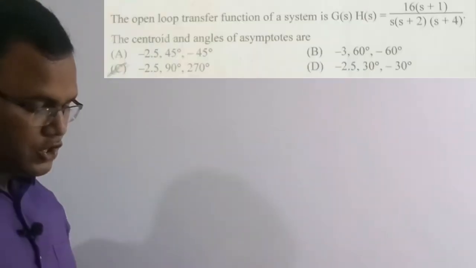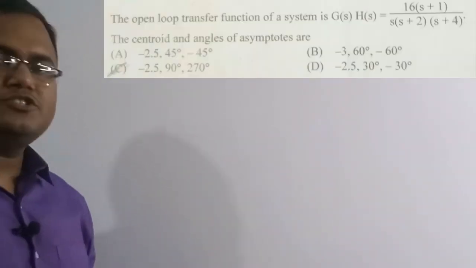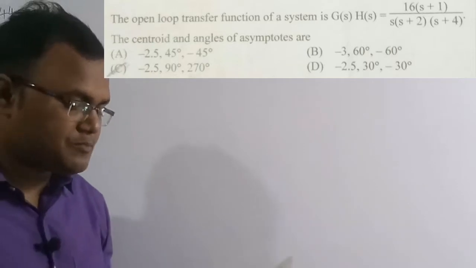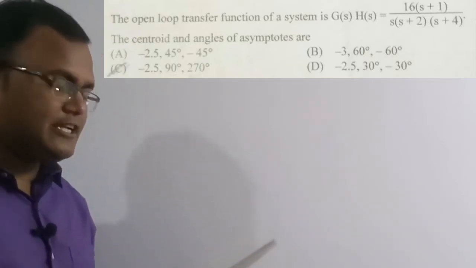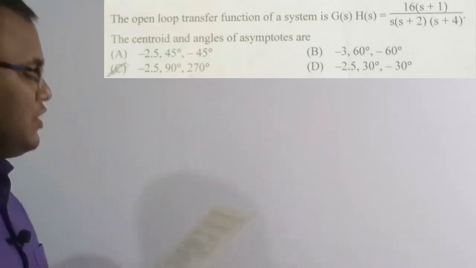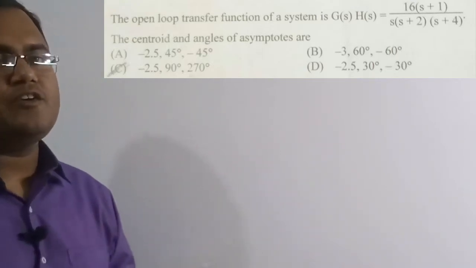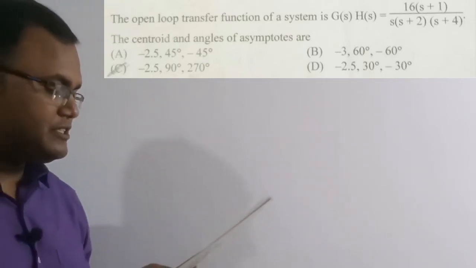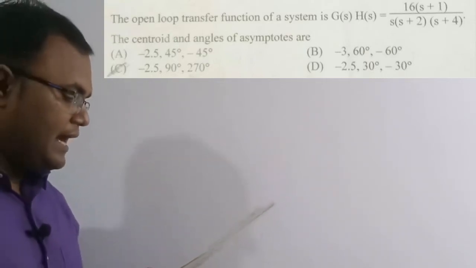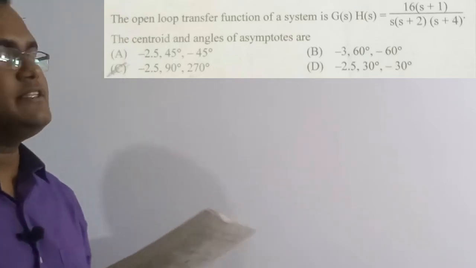Now we are going to solve the 44th question. See the question here. The open loop transfer function of a system is G(s)H(s) equal to 16 into (s plus 1) by s into (s plus 2) into (s plus 4). The centroid and the angle of asymptotes are: we need to find them for this open loop transfer function. Out of the four options, option C, the centroid is minus 2.5 and the angles of asymptotes are 90 degrees and 270 degrees.